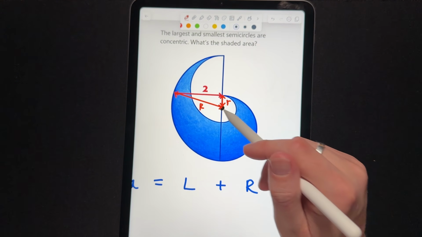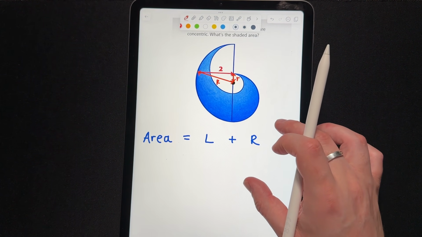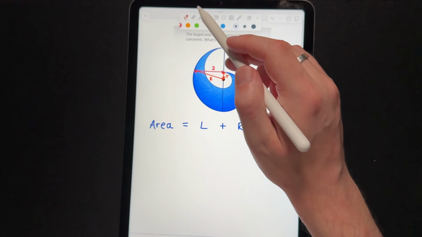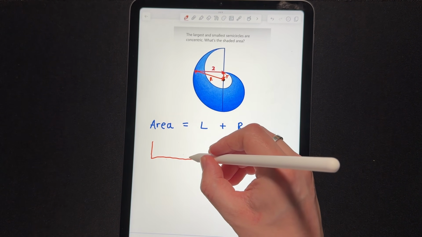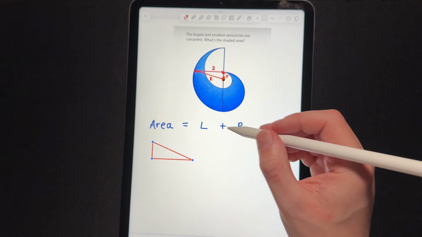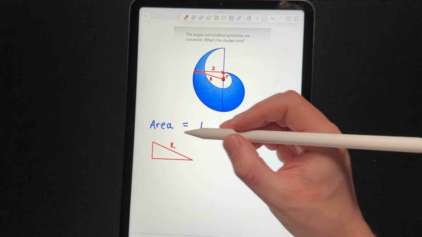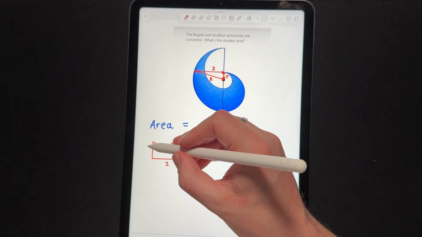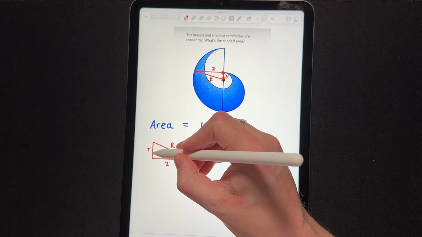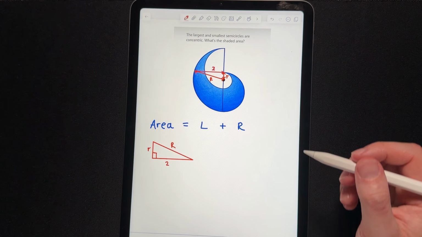So let's take what we have just drawn and draw it out down here. We're going to have our right angled triangle like so. And we can label it: the hypotenuse is capital R. The longest of the other two sides is 2, and the shorter side is r. And of course this is right angled, so we can write it like that.